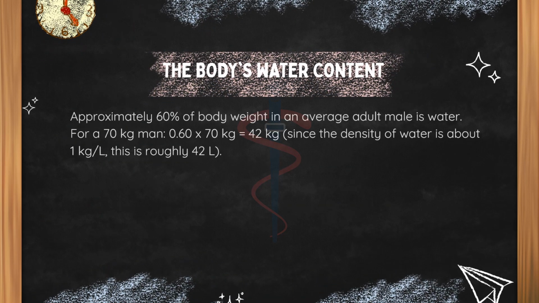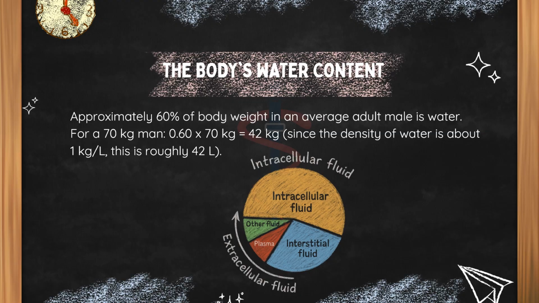Imagine our body as a complex network of interconnected spaces, all filled with fluids. These spaces are what we call fluid compartments. Primarily, we divide the total body water into two major compartments, the intracellular fluid and the extracellular fluid. In an average 70 kilograms adult male, about 60% of the body weight is water, which translates to roughly 42 liters. Keep this number in mind, as it's a common reference point.